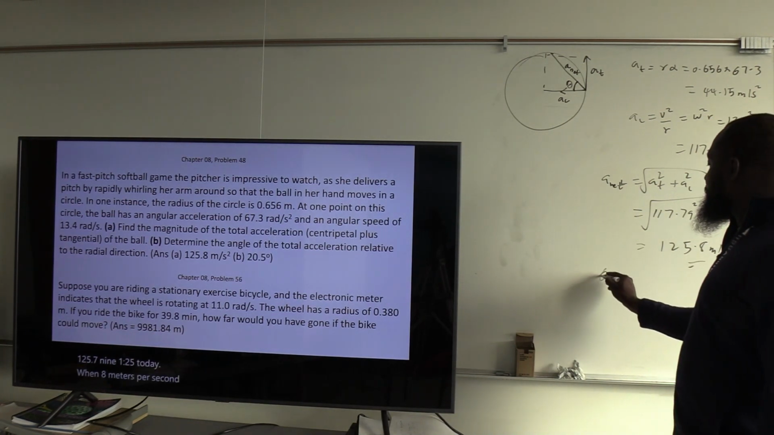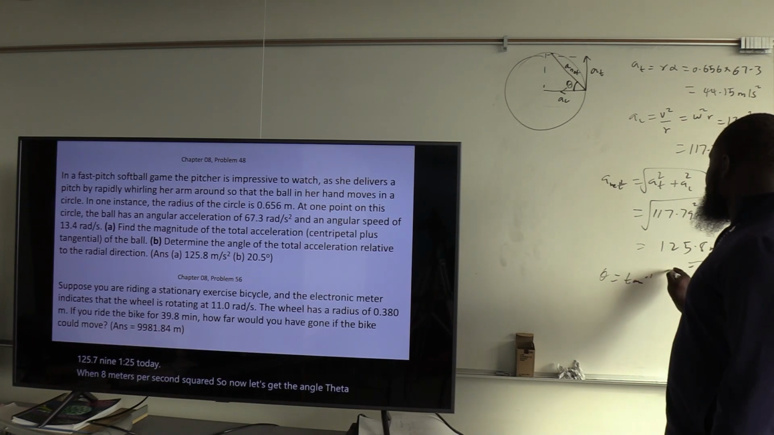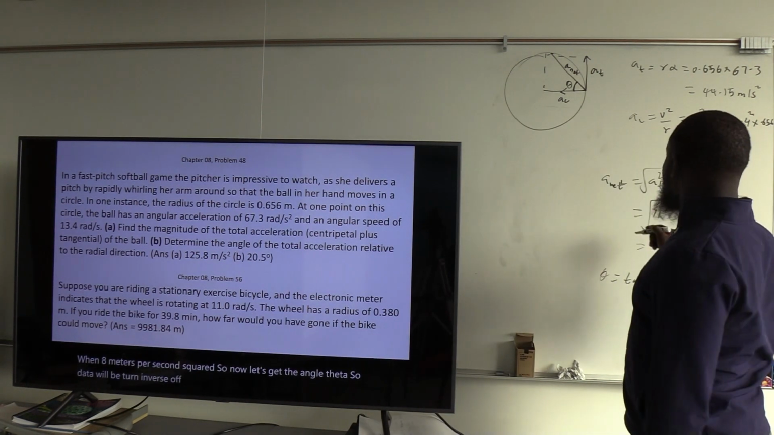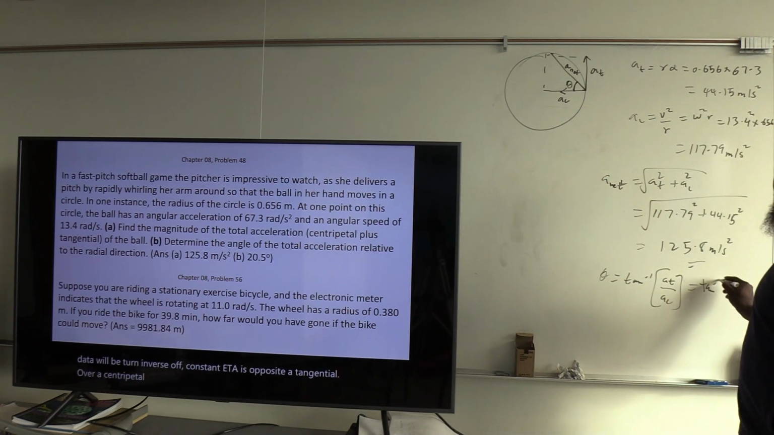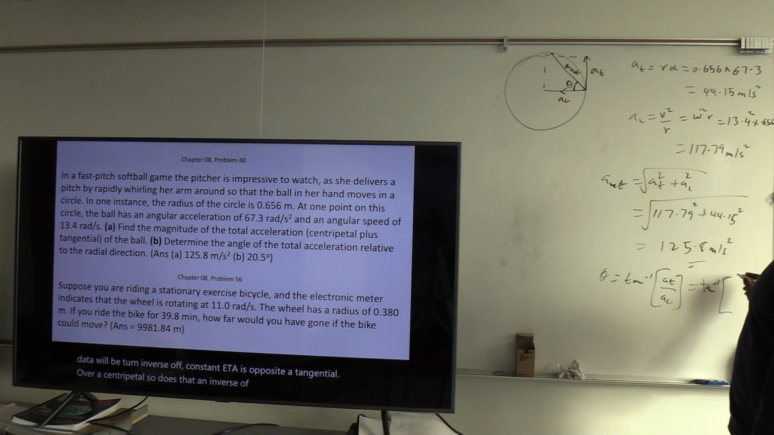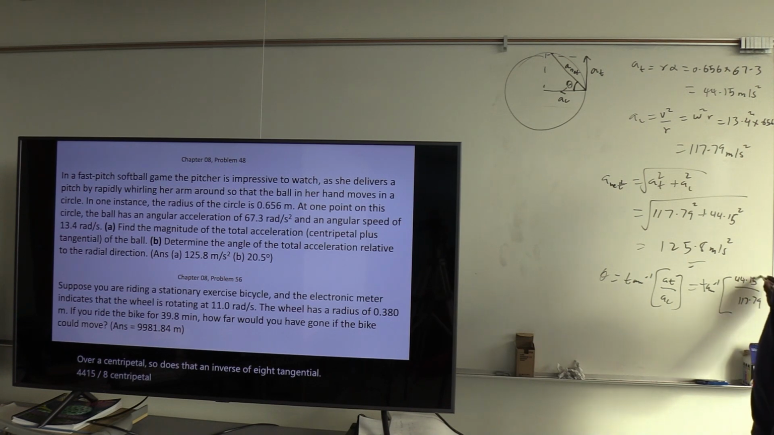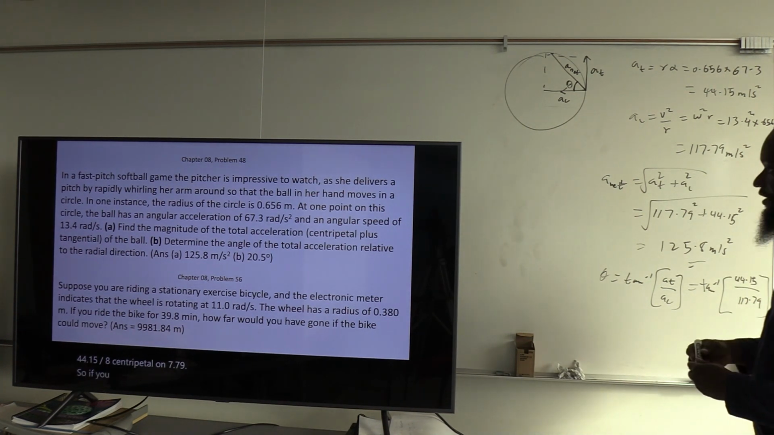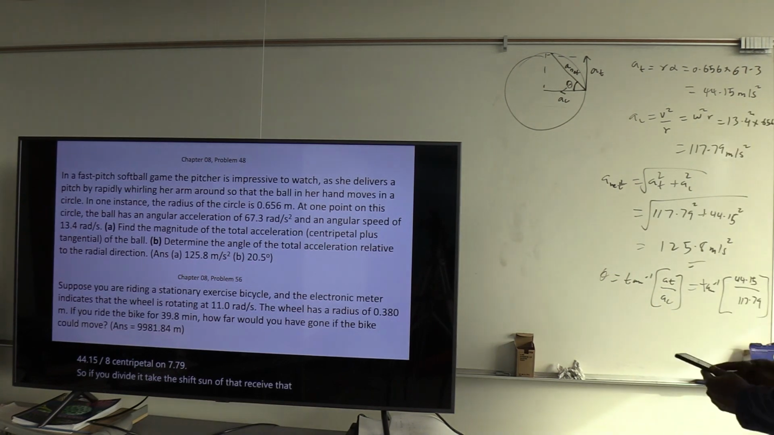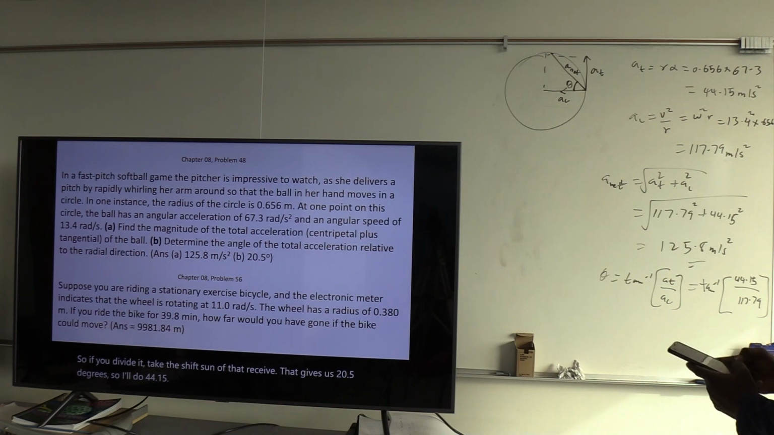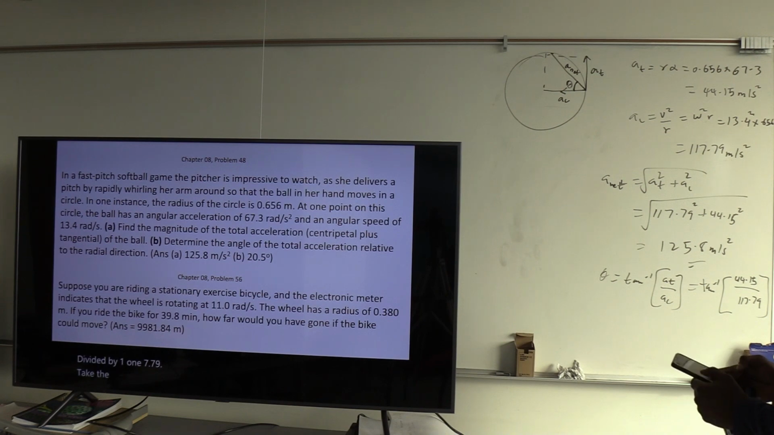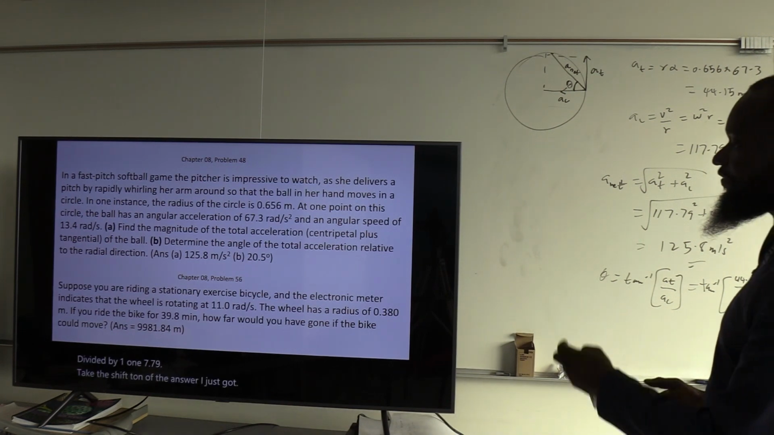So now let's get the angle theta. So theta will be tan inverse of, because tan theta is opposite over adjacent, A tangential over A centripetal. So that's the tan inverse of A tangential 44.15 divided by A centripetal 117.79. So if you divide this, take the shift tan of that. Let's see if that gives us 20.5 degrees. So I'll do 44.15 divided by 117.79. Take the shift tan of the answer I just got. 20.5 degrees. Perfect. So that's the answer.